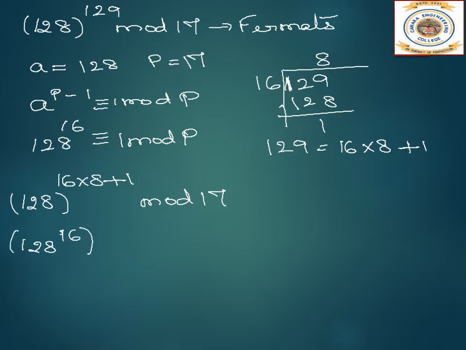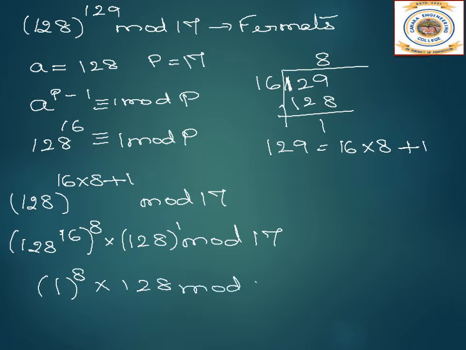So further rewriting, I can write this as 128 to the power of 16 whole to the power 8 into 128 to the power 1 mod 17. We know that 128 to the power 16 is congruent to 1 mod p. I can write this as 1 to the power 8 into 128 mod 17. So 128 mod 17, I'll get the answer as 9 mod 17. So finally, 128 to the power 129 mod 17, the answer is 9 mod 17. This is how we have solved this using Fermat's theorem.